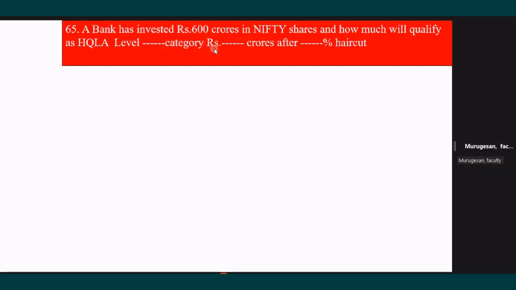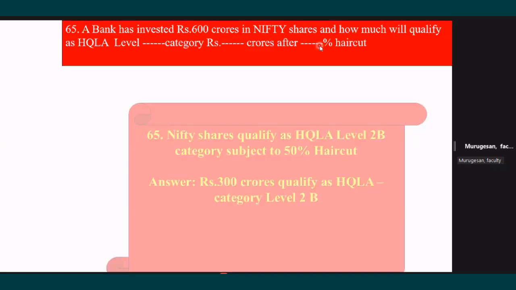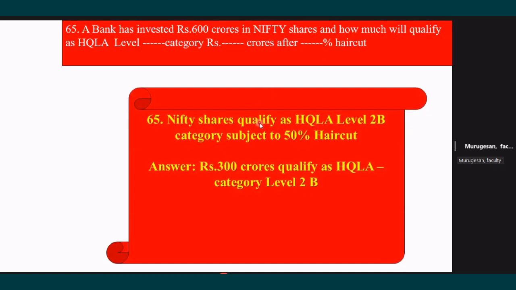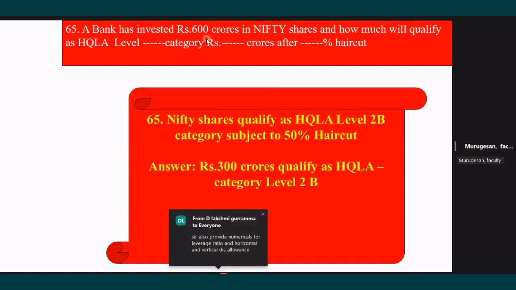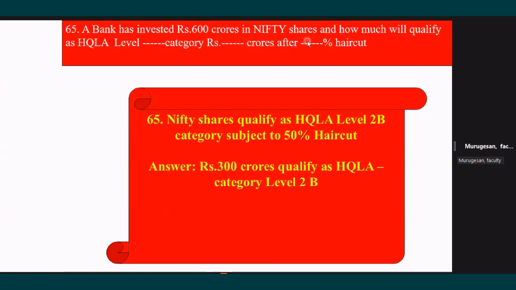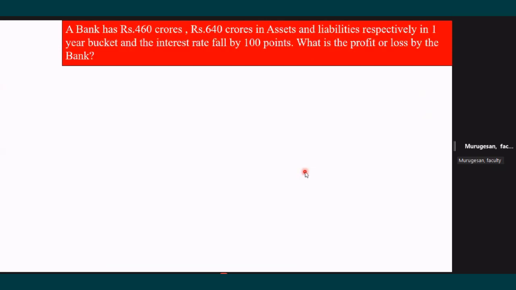If you have invested, how much will qualify, under what level, and what haircut? So the answer is: Nifty shares will qualify not as 2A but as 2B, subject to a 50% haircut. So out of 600, only 300 will qualify because of the 50% haircut. So the first blank is level 2B, second is rupees 300, after the 50% haircut. If you fill in all the blanks correctly, 1 mark. Okay, this is how you have to understand.